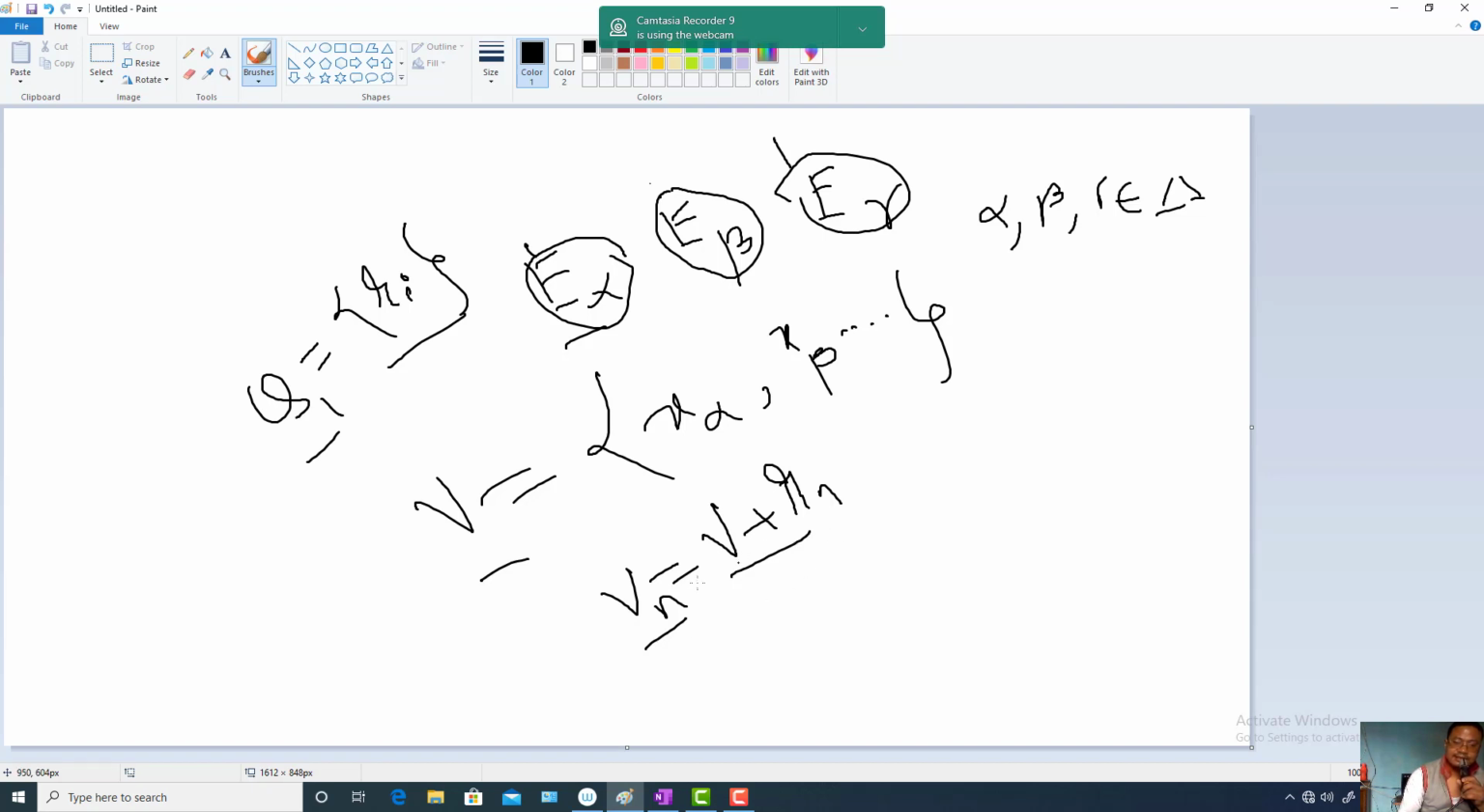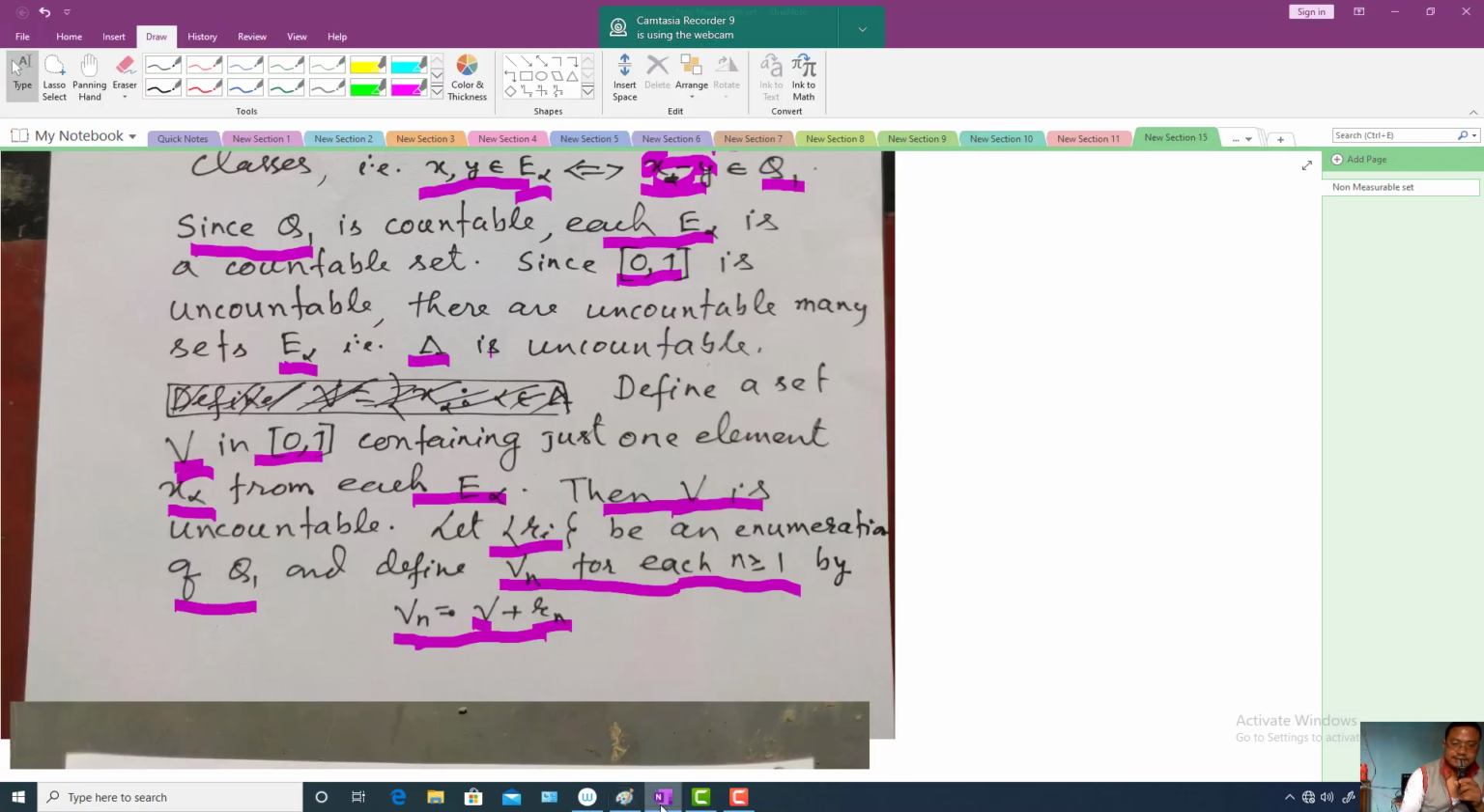Then this collection of sets B1, B2, B3, B4 is a collection of countable sets. Now let us prove that they are also pairwise disjoint. Pairwise disjoint means B5 and B4 are disjoint, there is no common point between B5 and B4, like B3 and B4, or B3 and B5. There is no common point. They are pairwise disjoint. So let us prove that one.